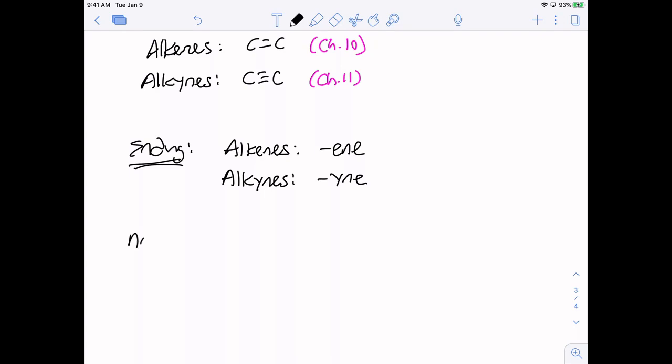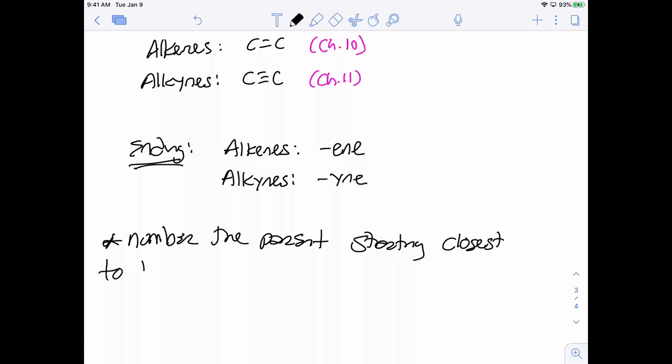So number the parent starting closest to the double or triple bond. We're going to learn to name each of them separately, so just alkenes and just alkynes, and then eventually we'll actually mix them together. So we could have an alkene and an alkyne, and maybe even an alcohol and an ether on it. So we'll start mixing functional groups. Right now I want to do just alkenes or alkynes separately.